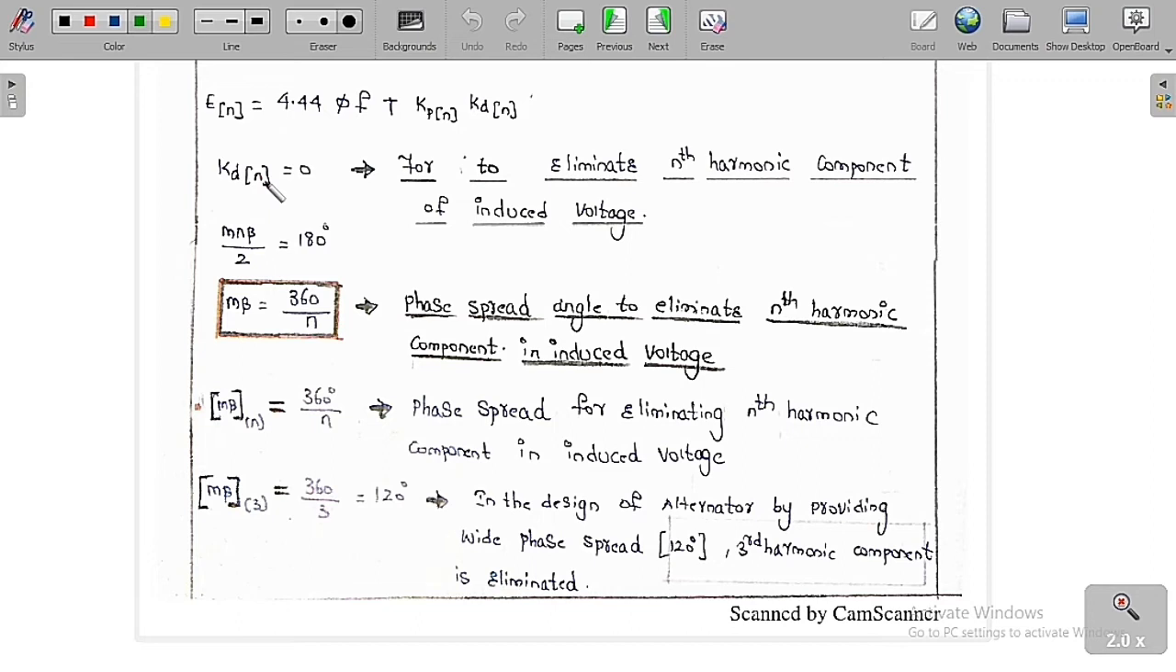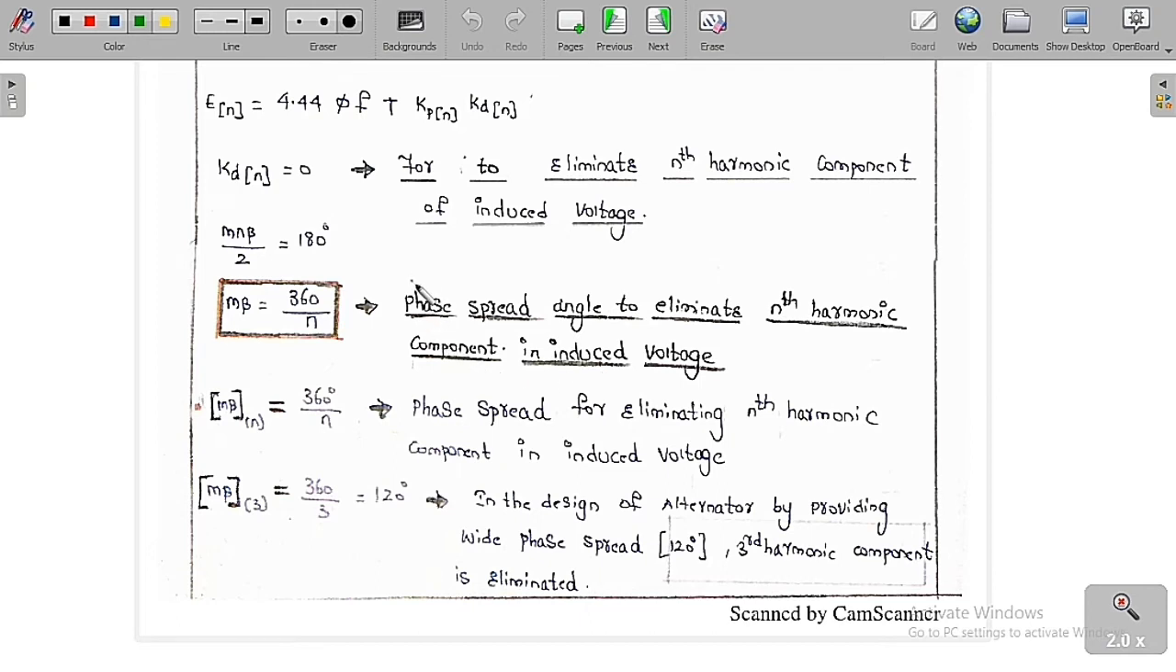So sine of m into n beta by 2 is equal to zero. Sine 180 is nothing but zero. So m into n beta by 2 is equal to 180 degrees. So m into n beta is equal to 360 by n. This is called the phase spread, which I have already told you is 360 by n. So phase spread, m into beta, is 360 by n. This is the phase spread angle to eliminate the nth harmonic component in the induced voltage.